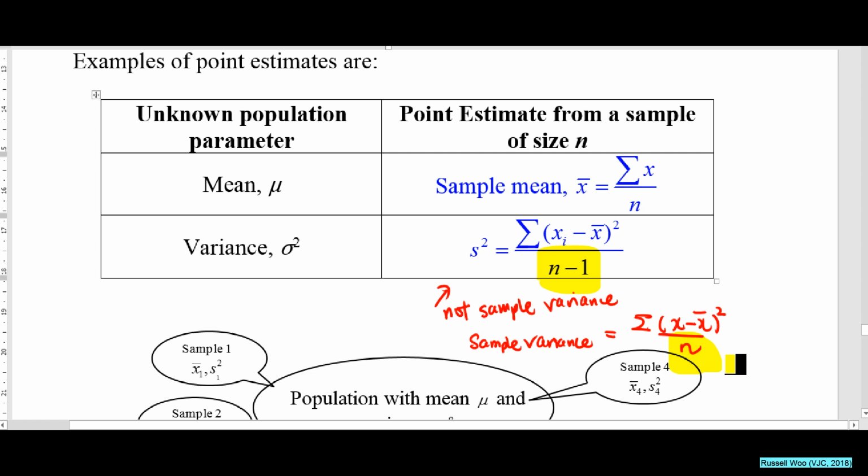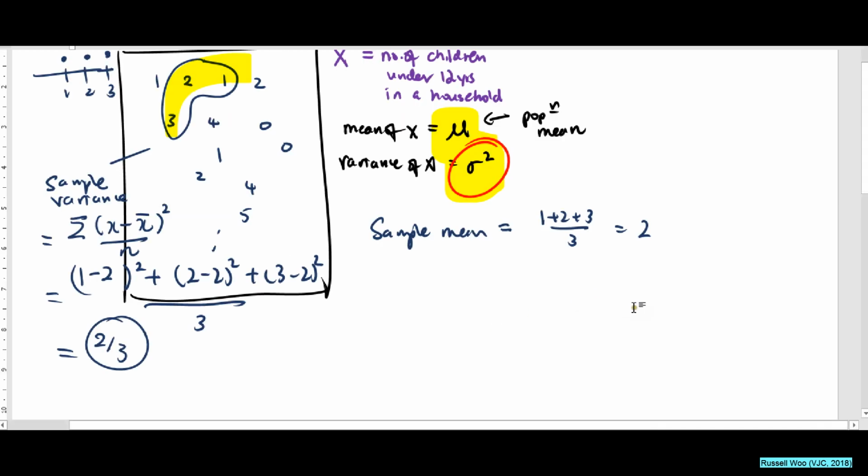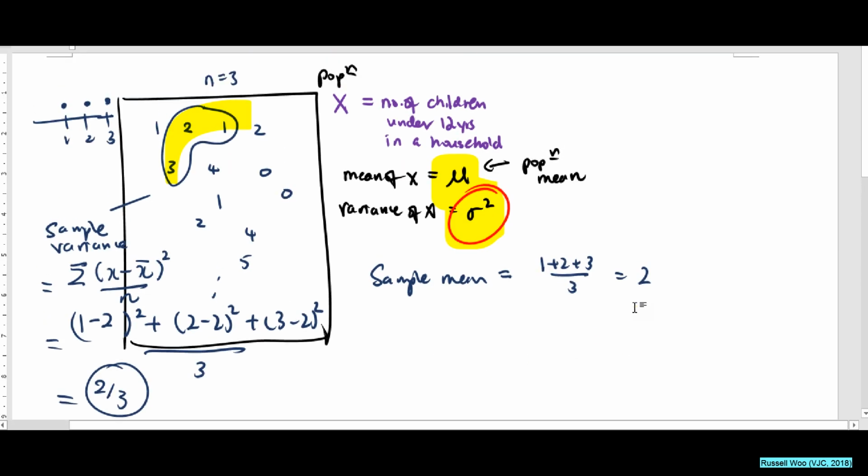What we're saying is this. Let's be a bit concrete. Let's talk about this problem again. Now say I'm interested in the number of children in the household. I'm interested in the population variance. What should I do? I should do this.